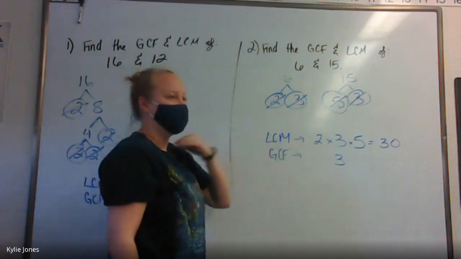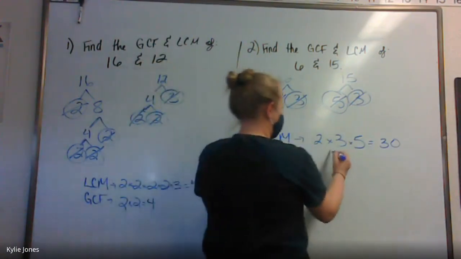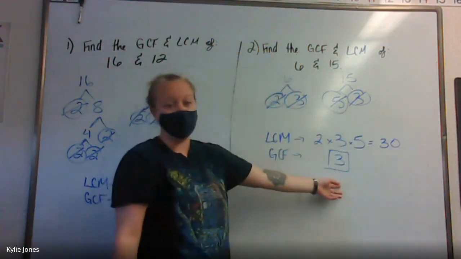But for my GCF, there's nothing to multiply by. 3. Good. That means your answer is just 3. That's your answer. If there's nothing to multiply by, then it's just the one that's there.